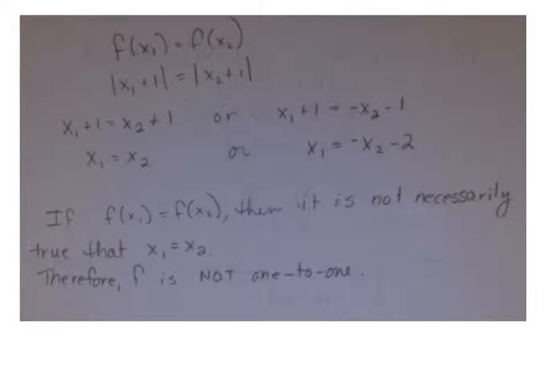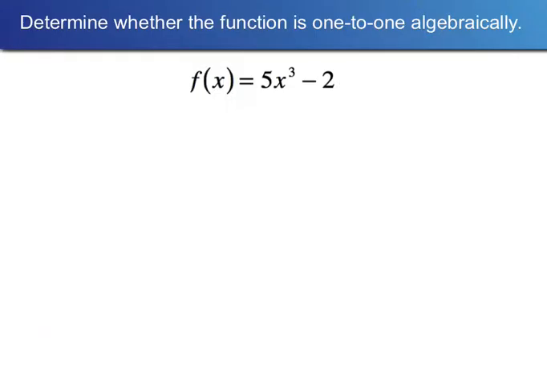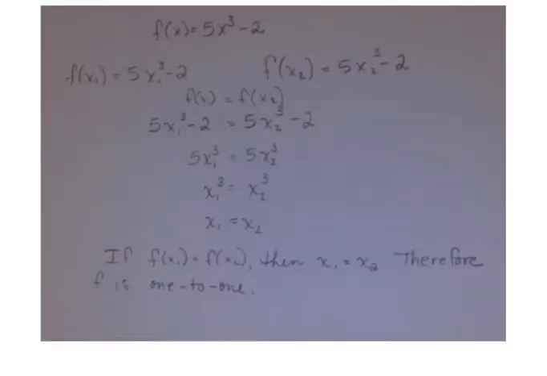Now, let's look at another example. Here's another one. Write this function down. f of x equals 5x to the third minus 2. We're going to check this one algebraically as well. So I wrote out f of x1 equals 5 x1 to the third power minus 2, and f of x2 equals 5 x2 to the third power minus 2.